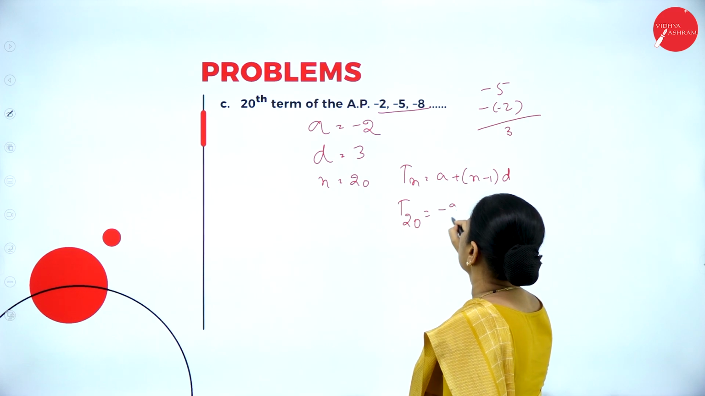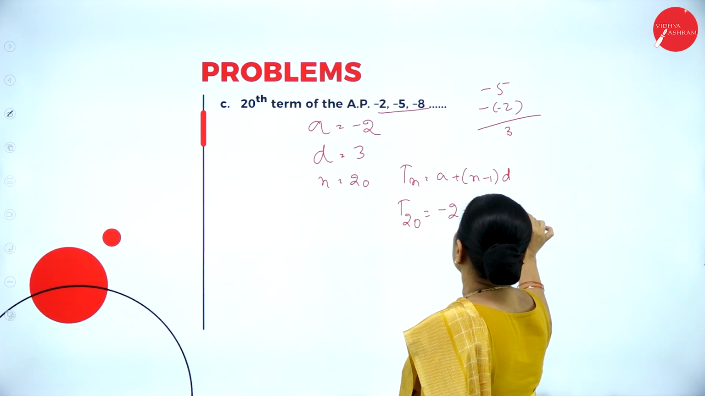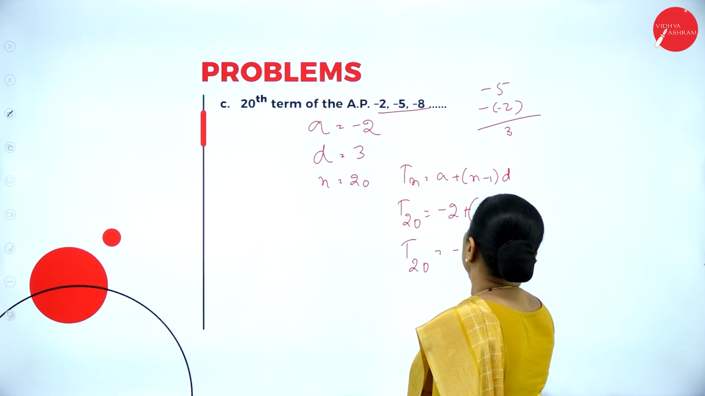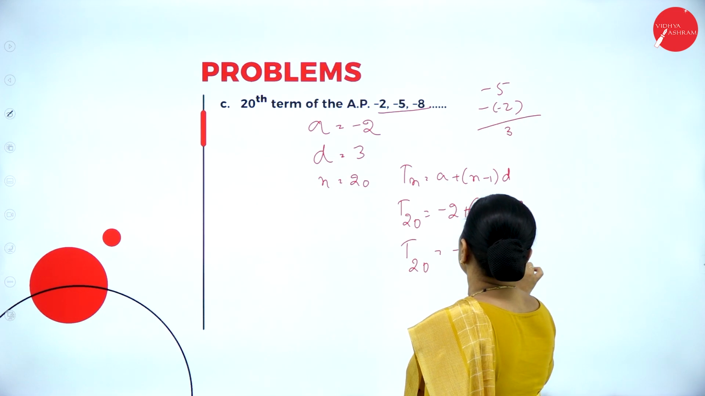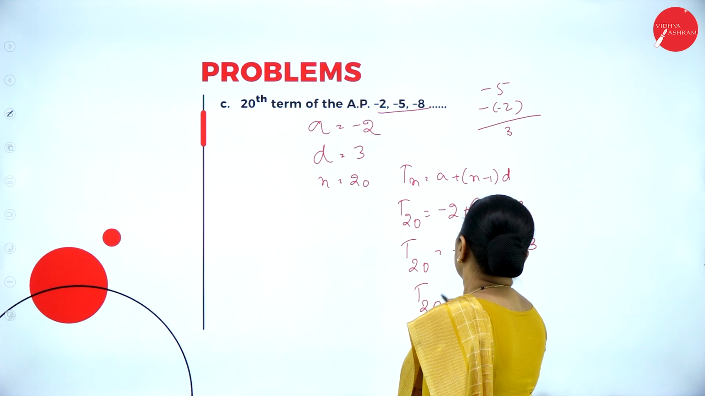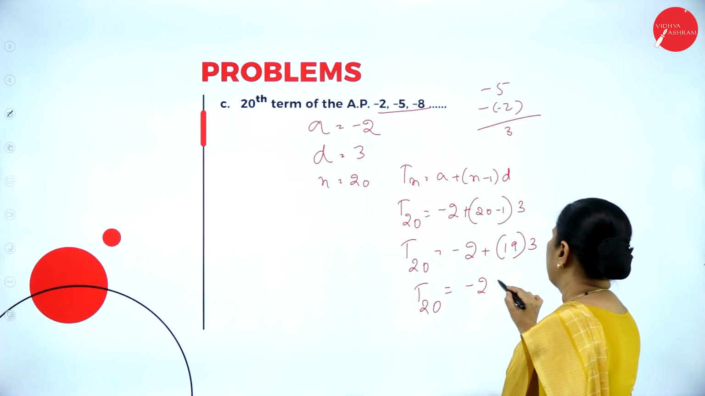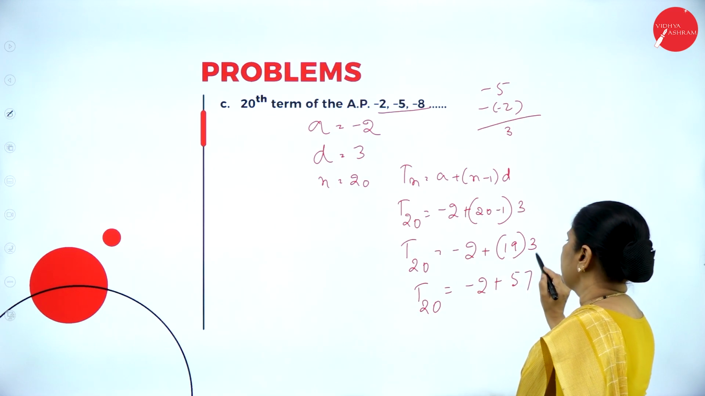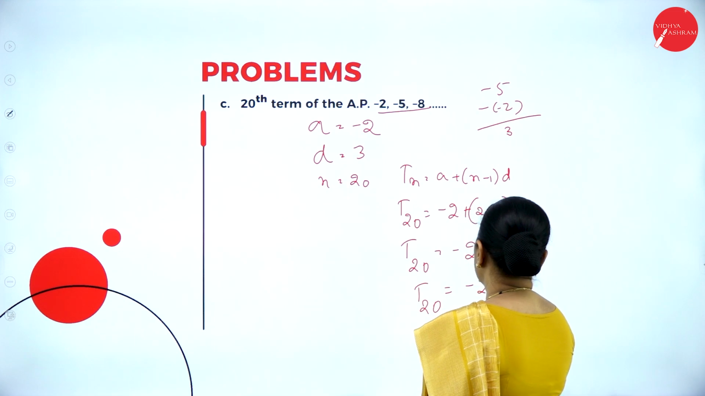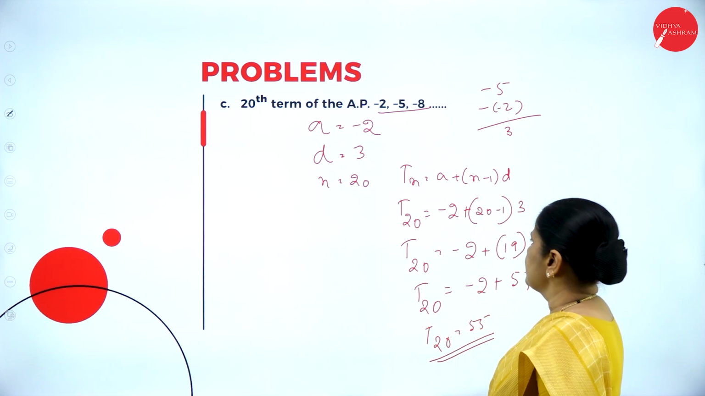T20 equals minus 2 plus 20 minus 1 into 3. T20 equals minus 2 plus 19 into 3. T20 equals minus 2 plus 57. 19 threes are 57. T20 equals 55. That is the answer.